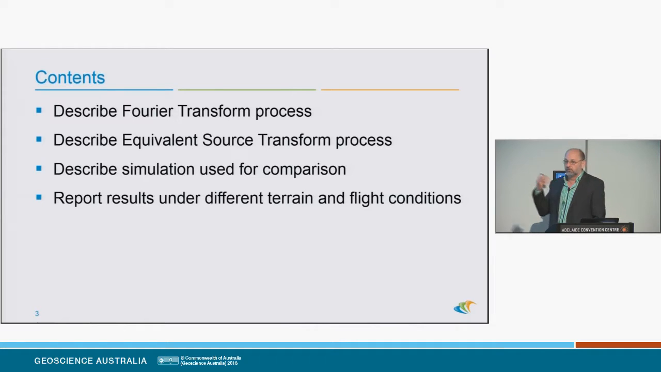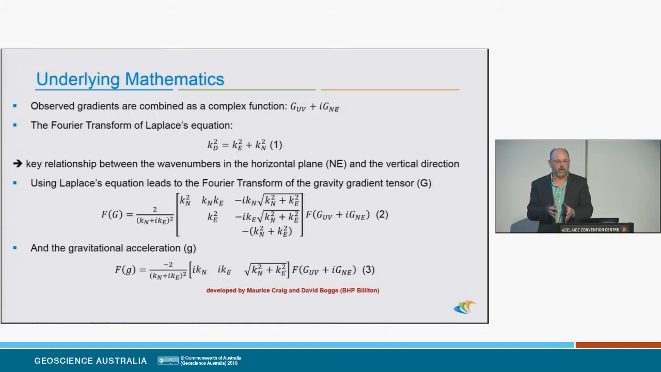So this talk is about comparing two different methods of doing that. The first method is the Fourier transform method, somewhat similar to what James has already talked about. And the second is an equivalent source method, which has been mentioned by other speakers earlier. I'm going to briefly describe those two processes, and then I'm going to talk about how we did the comparison, which is via a model simulation, and then report the results for that modelling.